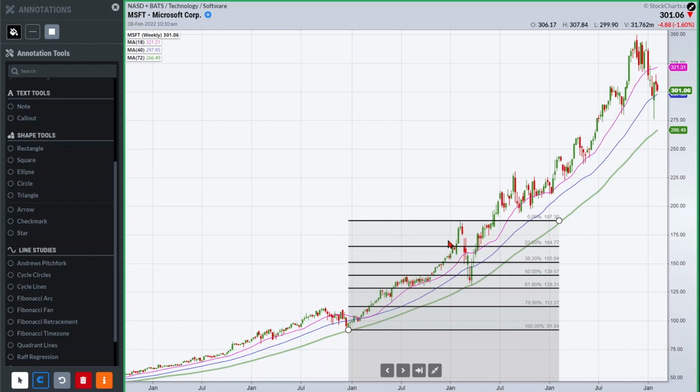So from this low to this peak, and then we get a retracement. Now, one of the things I'll mention is the zone that I'm looking at is between the 382 here and the 618. So this is really the area that I'm looking at when I'm using this tool. Okay, this is the zone where the majority of pullbacks are going to fall inside of.